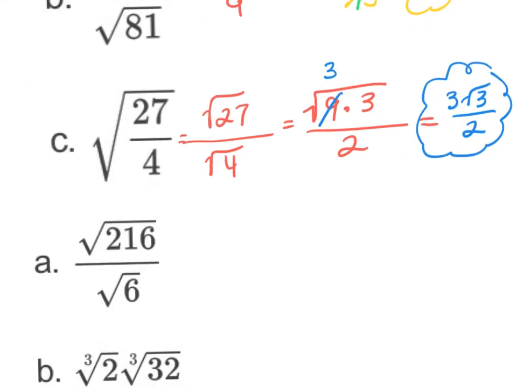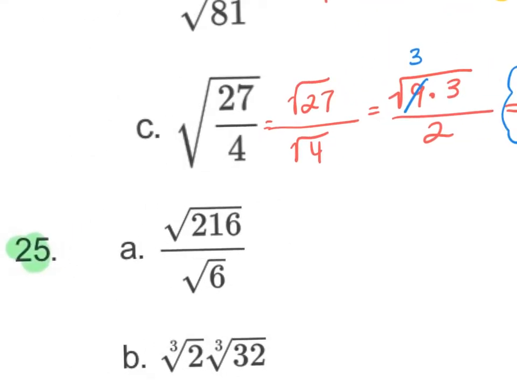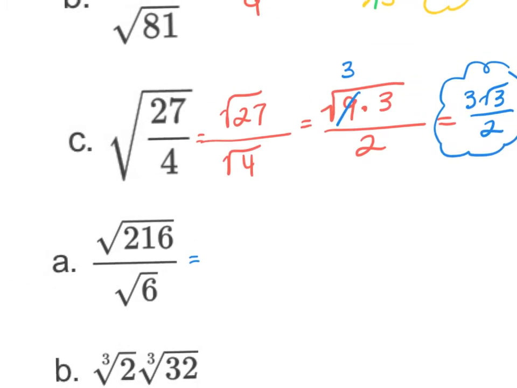All right, look at letter A here. We don't like a radical in the denominator, right? So you could go here and then say 216 times 6, but that number gets really big. So let's break up the numerator and the denominator first. 216. You guys aren't super aware of everything that goes into 216, so let's just do a little side work over here.